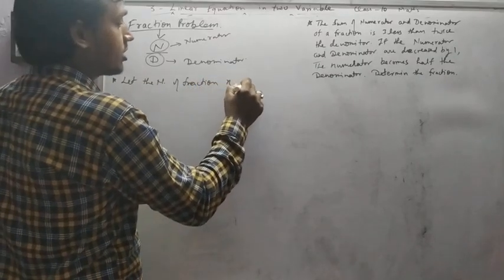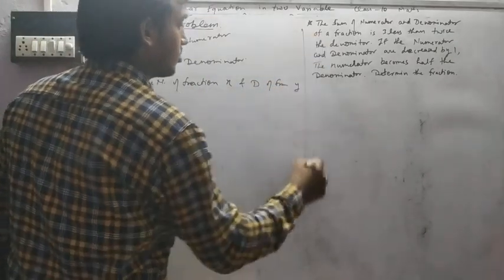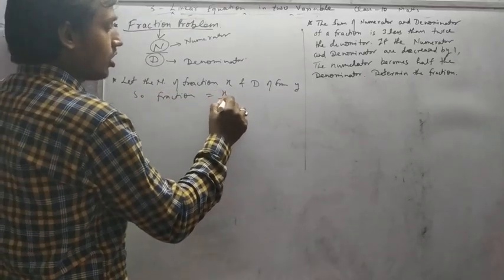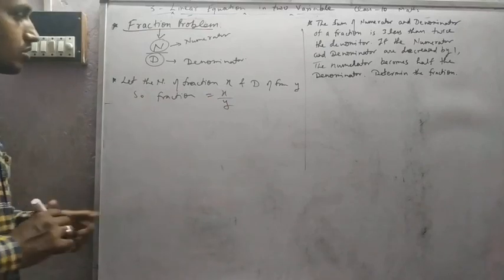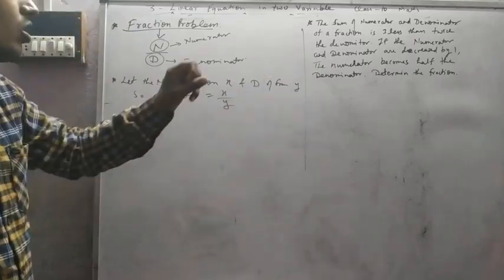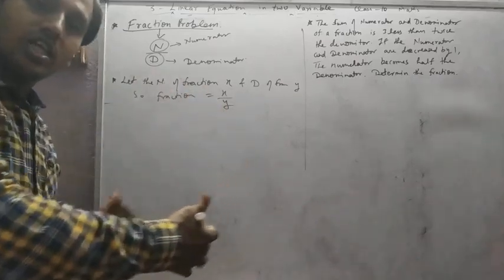So for explaining this, first we write only three steps. Always let the numerator of the fraction be x and the denominator of the fraction be y. So the fraction is equal to x upon y. So this line is written for all types of fraction problems. Then read the question and solve it.